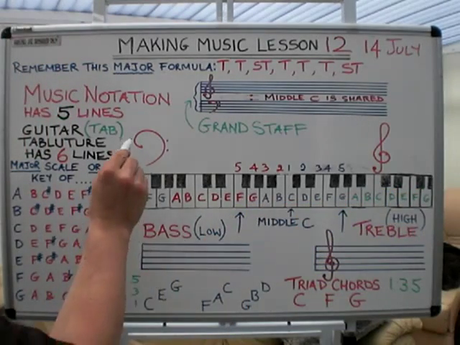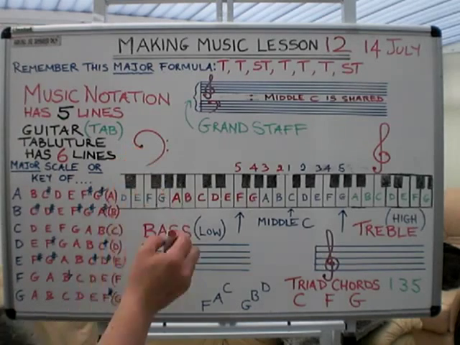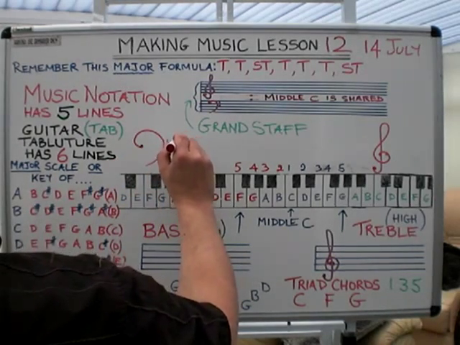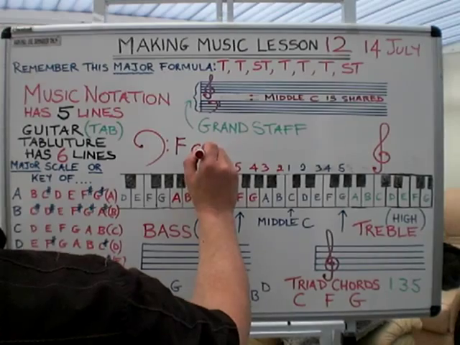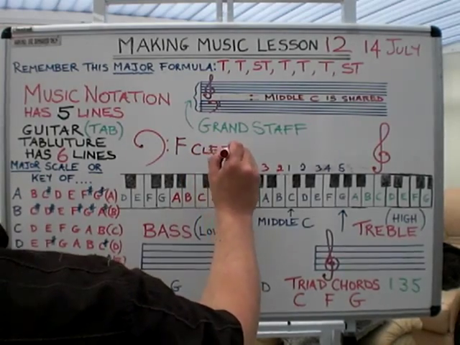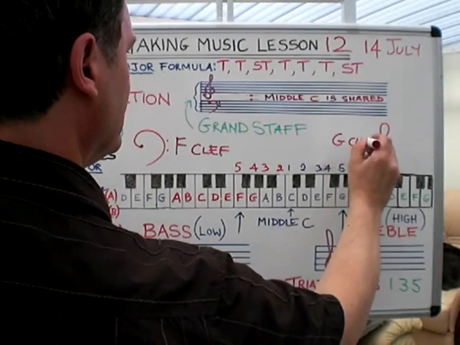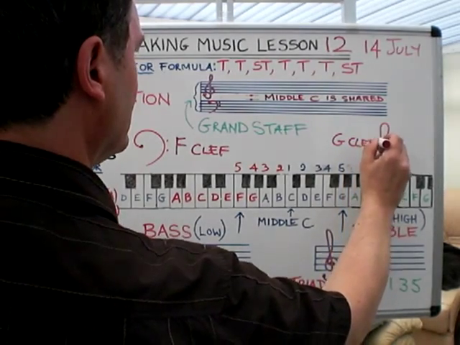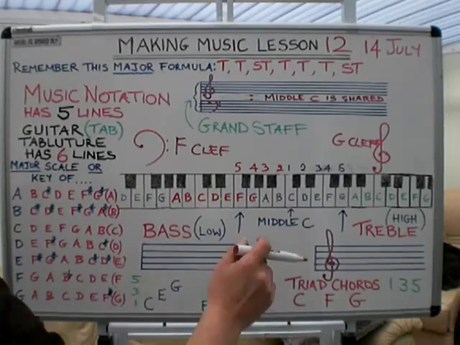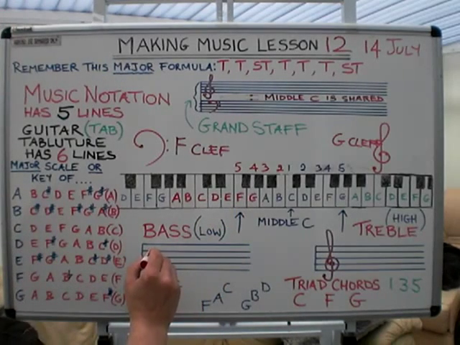Bass, this is called the F clef. Let's just write that in, F clef. And that's called a G clef. Okay, I should have written it the other side, never mind. Now, if you put a bass clef in, you want to come down to the 2nd line.